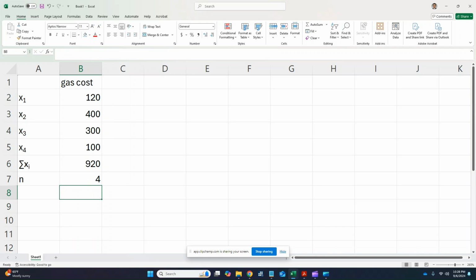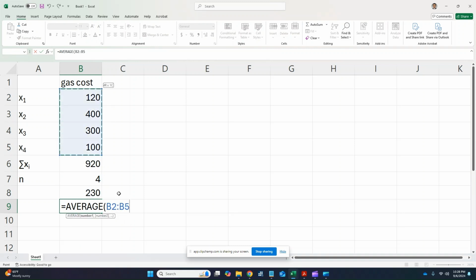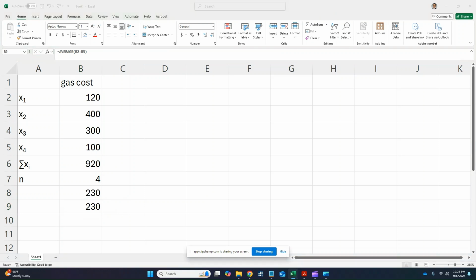Now I'm going to get the average if I divide this number by this number. 920 divided by 4. This is my average. Another way, Excel can give you the average if you just type in average and then parentheses open and close and then select the numbers. It's the same. Both are giving us this: summation xi over n is my average.